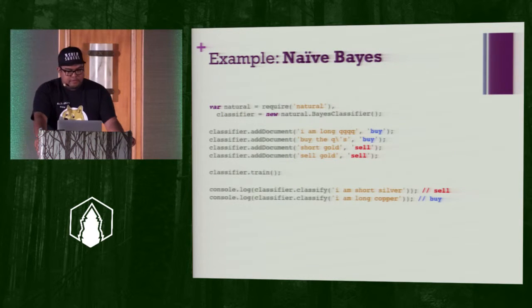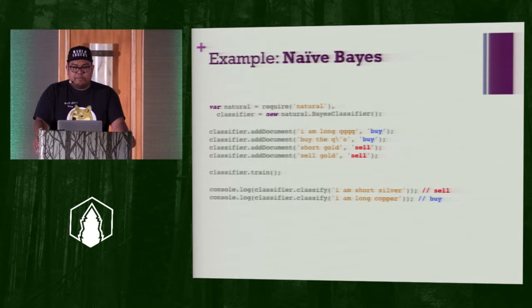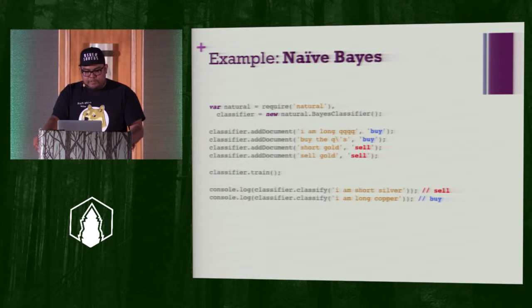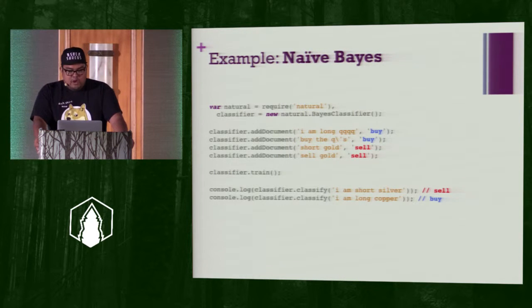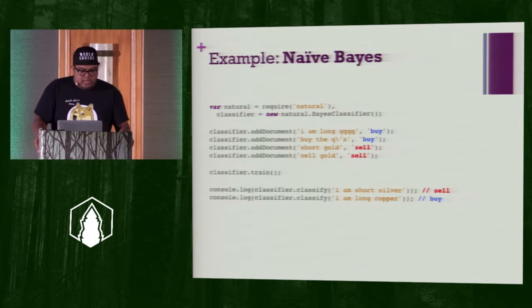All right. Another simple classifier is Naïve Bayes, which you could look up the implementation details on Wikipedia. It's a pretty simple algorithm. Natural provides a natural language focused implementation of this classifier. So what we're doing here is we're throwing different sentences and trying to determine, are we interested in buying something or selling something based on this sentence? So we have four examples here, like "I am long Q and short gold," "sell gold," things like that.